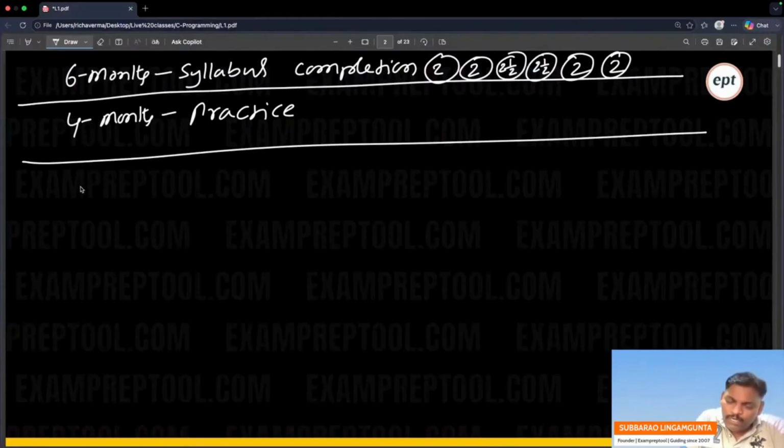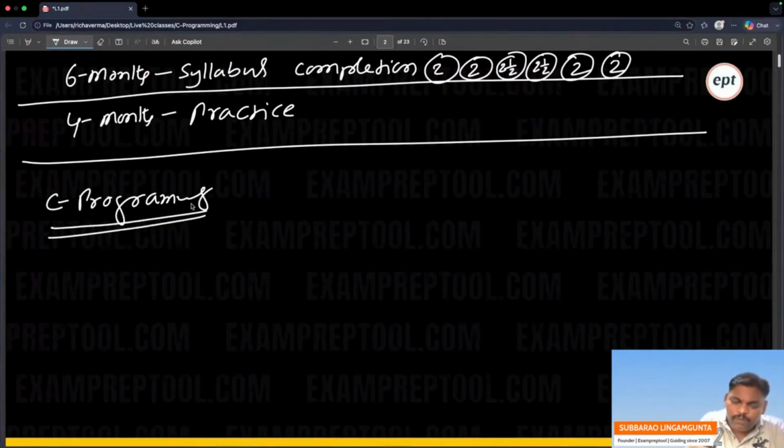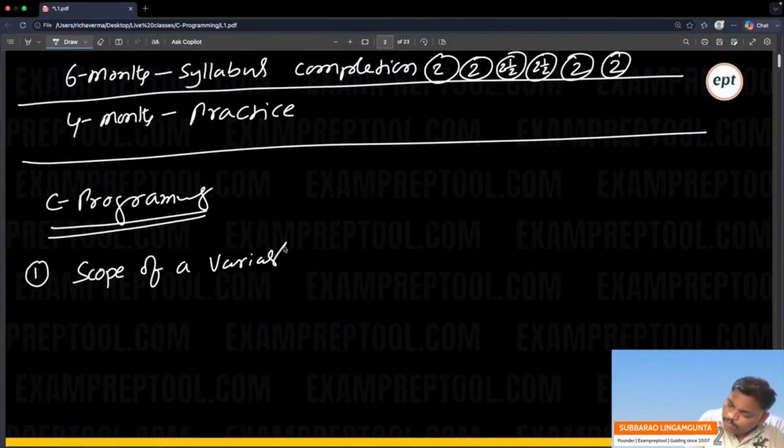Now first we are starting C programming. First subject is C programming. You can start from any subject, many orders are possible. This is the first subject we are starting. C programming contains so many topics. First topic, scope of a variable.